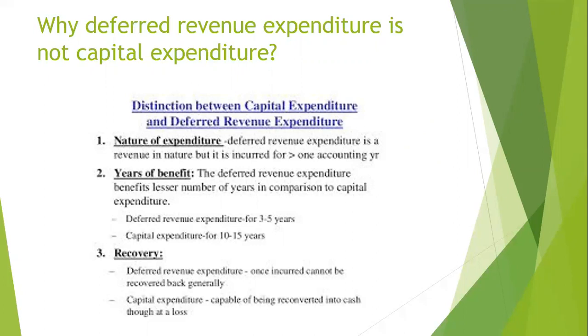So these are by nature revenue expenditures. Second point is years of benefit. Deferred revenue expenditure benefits a lesser number of years in comparison to capital expenditure. You can say deferred revenue expenditure is usually for 3 to 5 years, while capital expenditure is for 10 to 15 years. If we talk about recovery, deferred revenue expenditure is incurred once and cannot be recovered back. But capital expenditure is capable of being recovered into cash, though at a loss. So it can be recovered, but deferred revenue expenditure cannot be recovered.